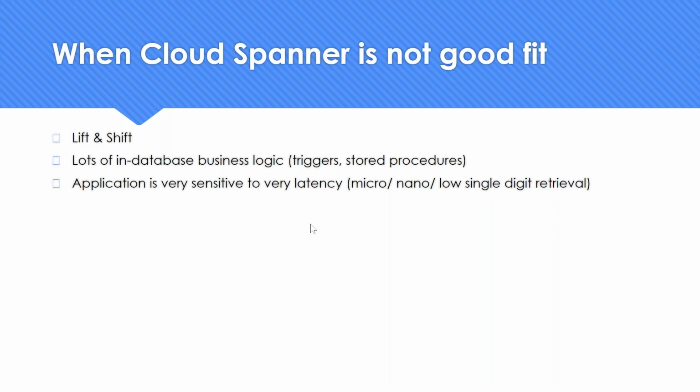From there I did it. I did not do any changes to my system. Lifted it from my on-prem, shifted it into GCP. It worked. But Spanner is not a good fit for lift and shift.